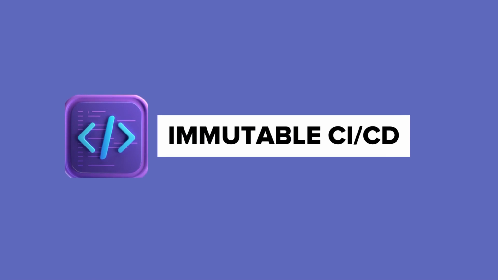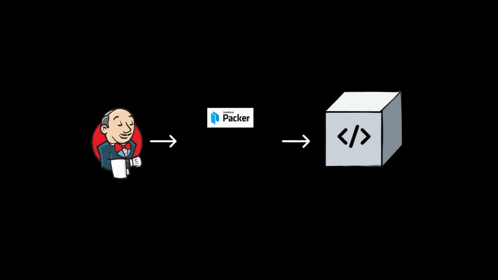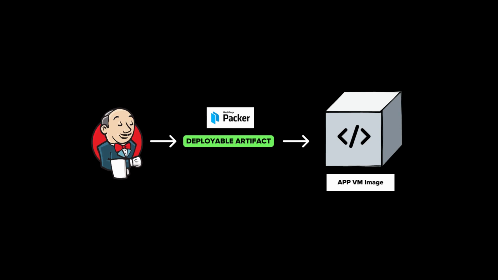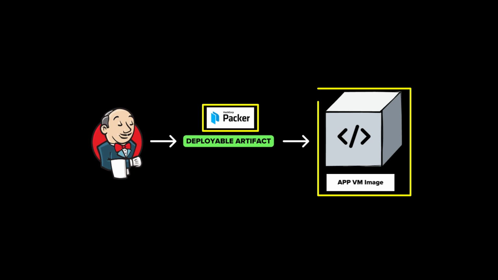So how does this model fit in the CI/CD process for applications? When you follow an immutable infrastructure model for applications, a deployable artifact would be a virtual machine image. For example, once CI is done, with tools like Packer, you can bake the application code into a VM image, for example, AWS AMI, and use it to deploy in different environments.